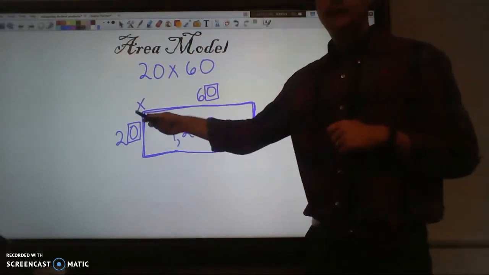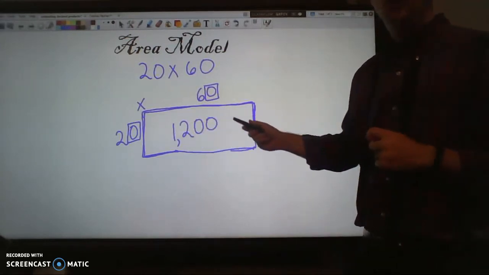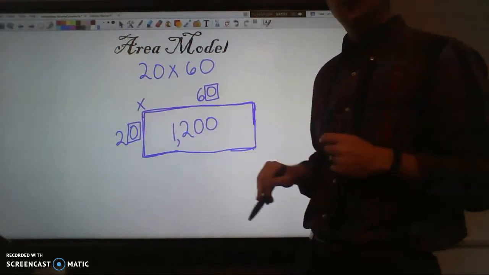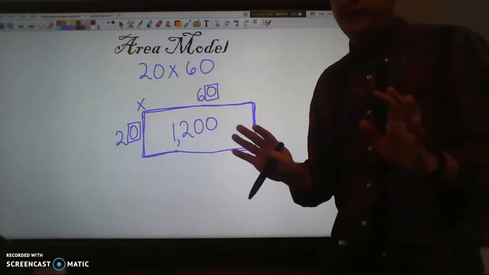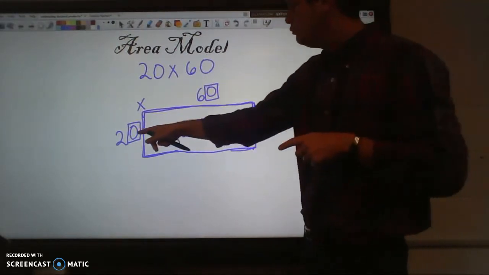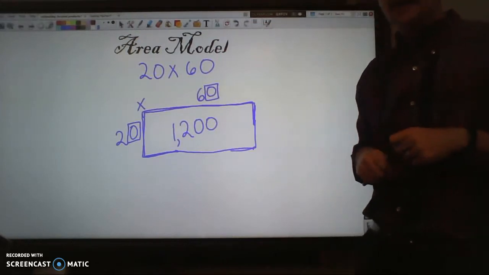So 20 times 60 equals 1,200, because we did our length. And again, I box my zeros so I don't forget about them. I box them so that way I'm like, oh yeah, I got to go back to them afterwards. But I'm going to do 2 times 6, which is 12, and then add my 2 zeros in afterwards.